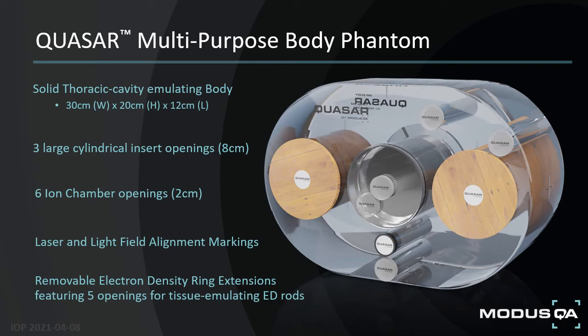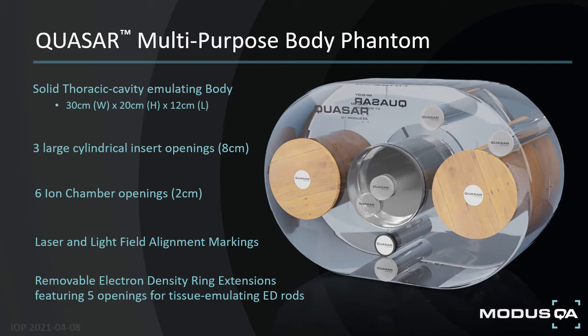And so there are also extra laser and light field alignment markings on both the superior and lateral surfaces of the phantom. This allows for not only the QA of the CT suite room or laser scanner and light fields, but upon verification, it can also allow for really fast and precise positioning of the phantom at the isocenter.